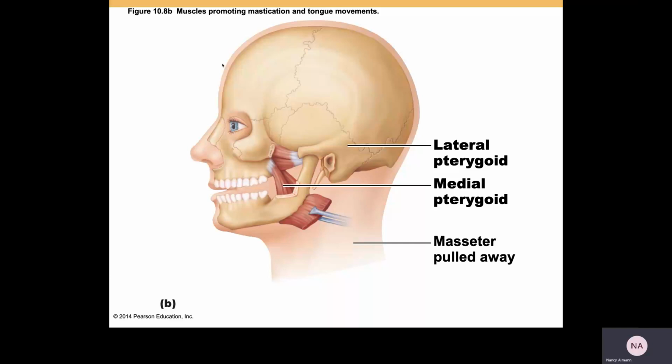The pterygoids are going to be important because they are often implicated in a condition known as TMJ. TMJ stands for temporomandibular joint. And when you have TMJ, it's actually not functioning correctly. So the two sets of muscles that are associated with TMJ are the lateral and medial pterygoids, and you can just call them pterygoids, and masseter.